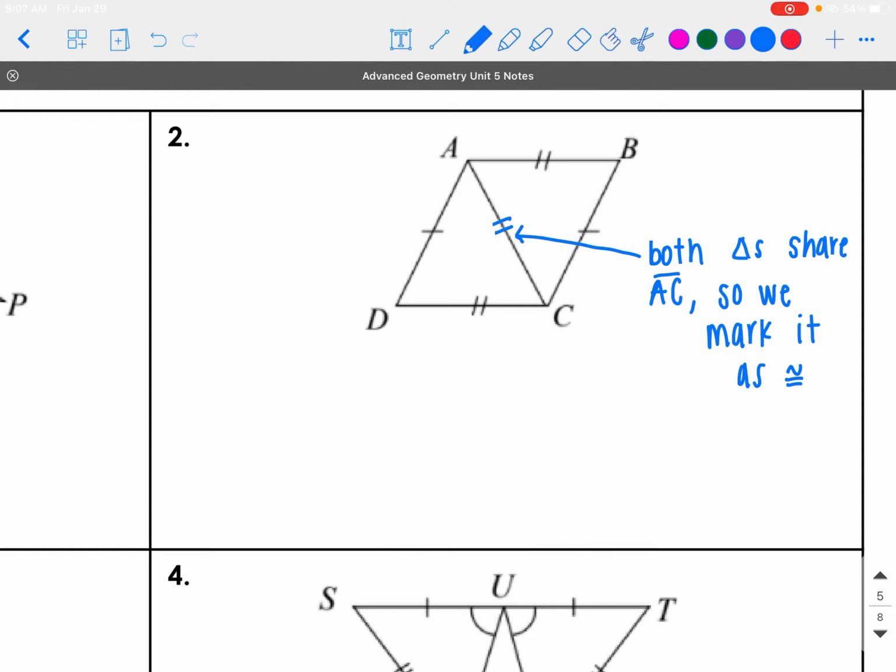If I were to take my scissors and cut these triangles out, that side would be the same. They would have that same length. So this one, all 3 sides are now marked. So it's SSS.